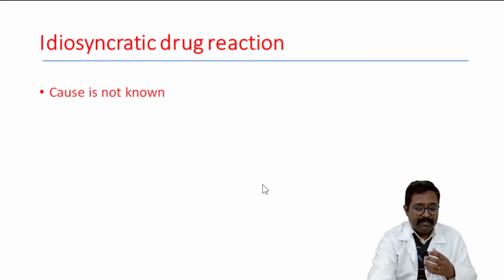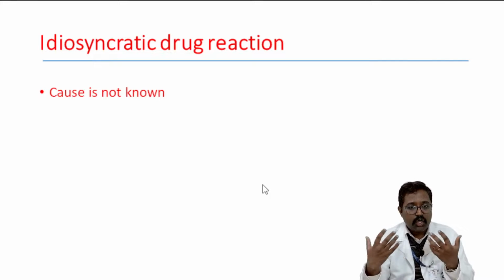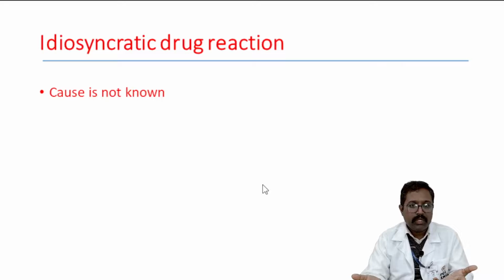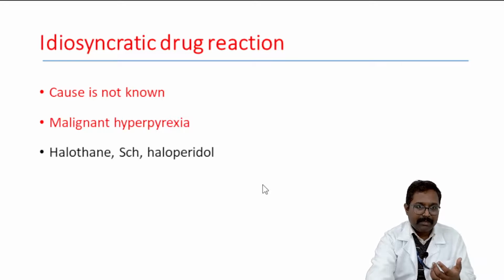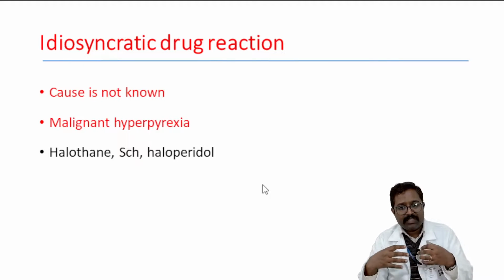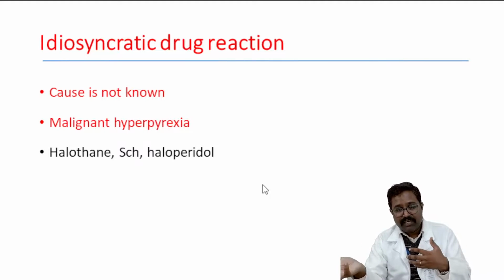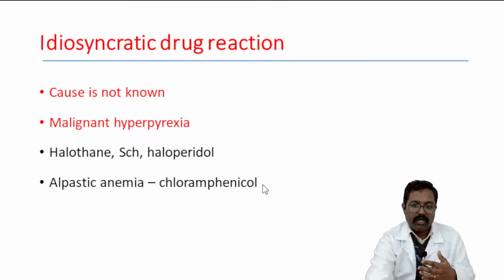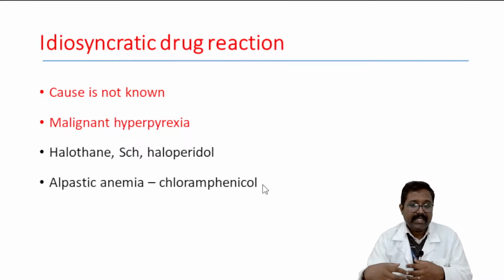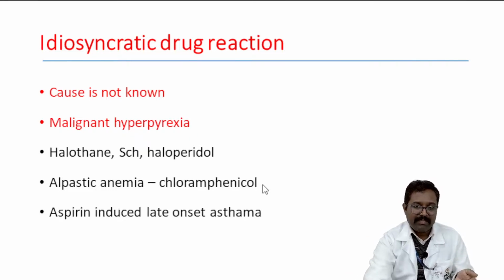As the name suggests, idiosyncratic means the cause of the reaction is not known at all. The cause is unknown. An example is malignant hyperthermia or malignant hyperpyrexia. This can occur whenever you give drugs like halothane, succinylcholine and haloperidol. And one more example is when you give chloramphenicol, it can lead to aplastic anemia.